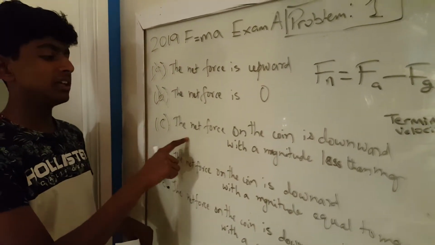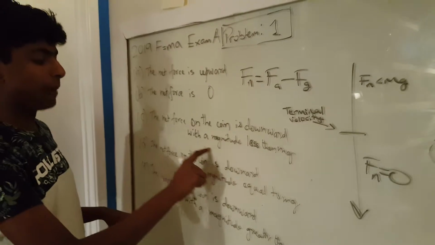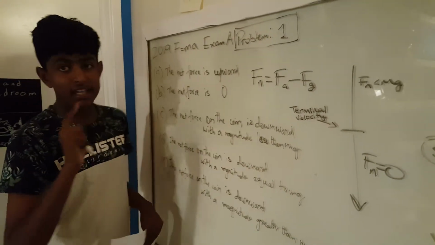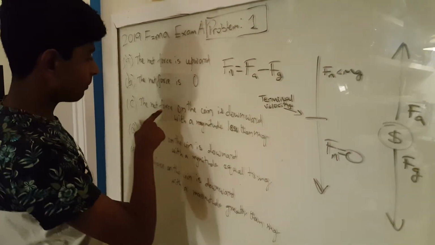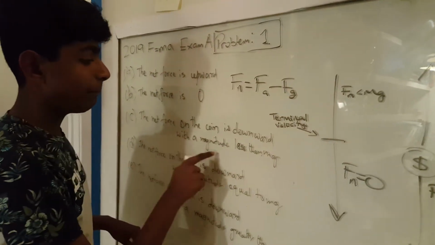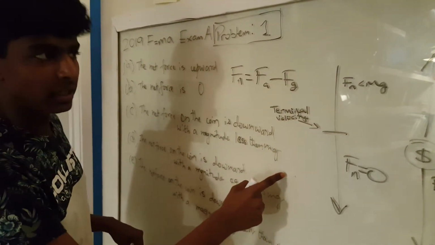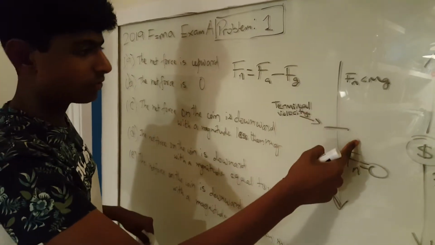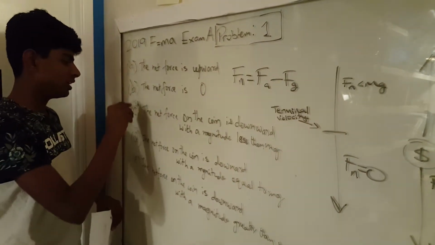Option C tells us the net force on the coin is downward with a magnitude less than mg. And that's true. The net force on the coin is downward as the coin is falling downward, and the magnitude is less than mg as it hasn't reached terminal velocity yet. So we choose C and we're done.